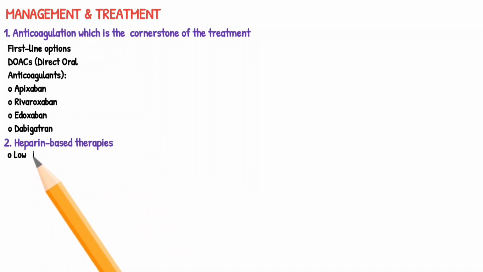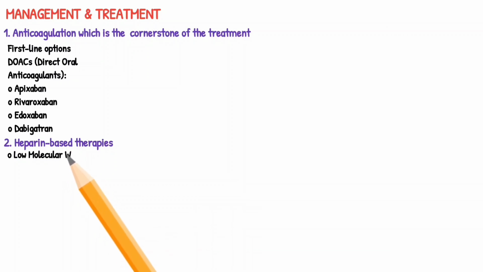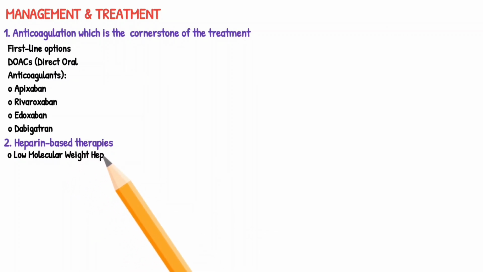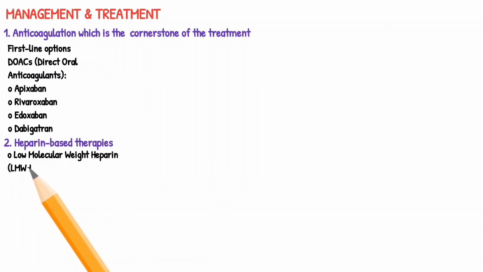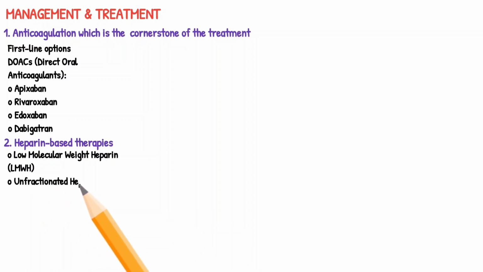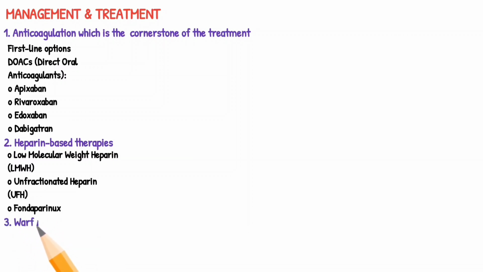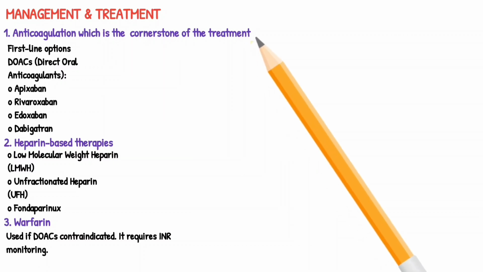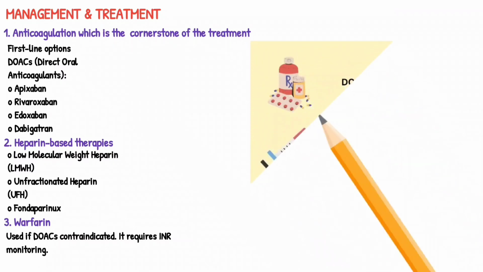The second type of anticoagulant is the heparin-based therapies like low molecular weight heparin and unfractionated heparin, and these are preferred in case of cancer-associated thrombosis or DVT during pregnancy. The third one is warfarin, and this is used if DOACs are contraindicated, but we have to keep in mind that it requires INR monitoring.